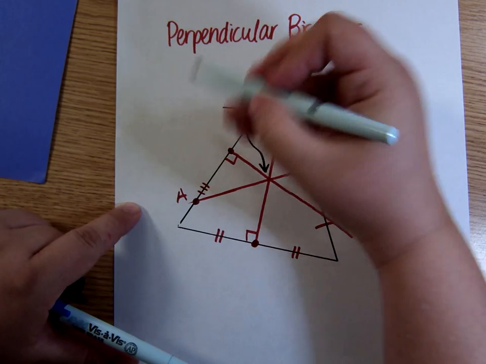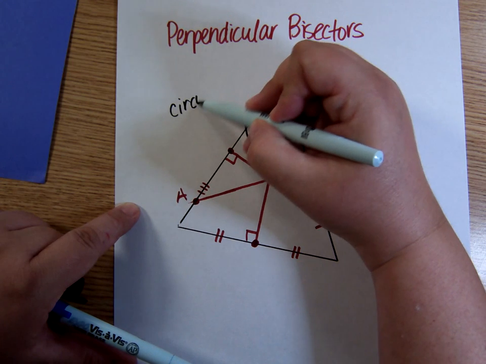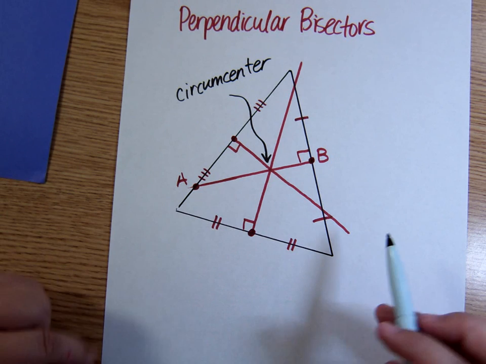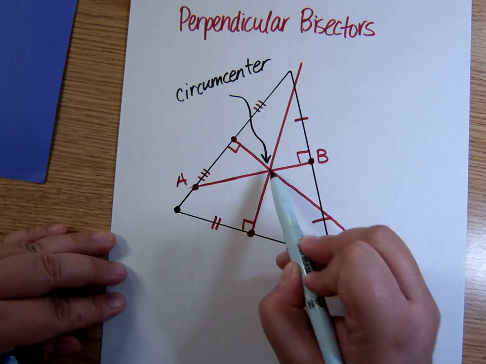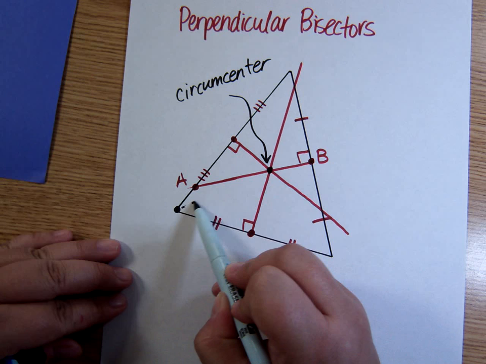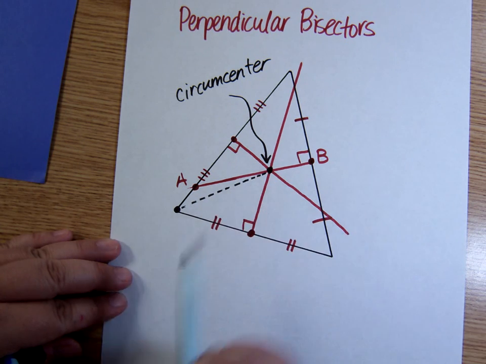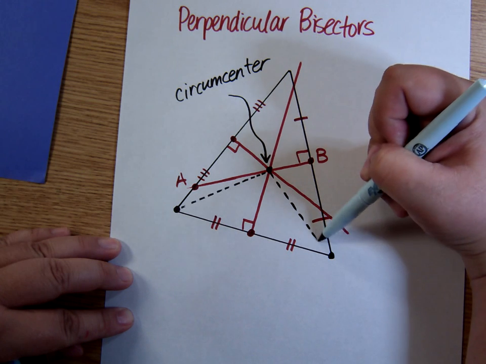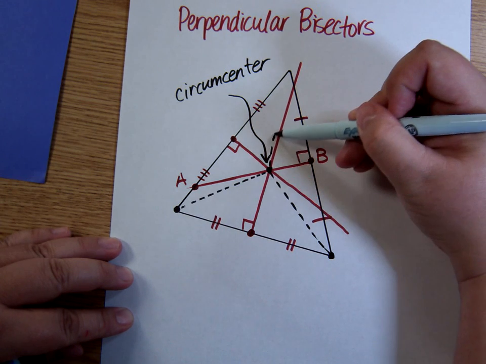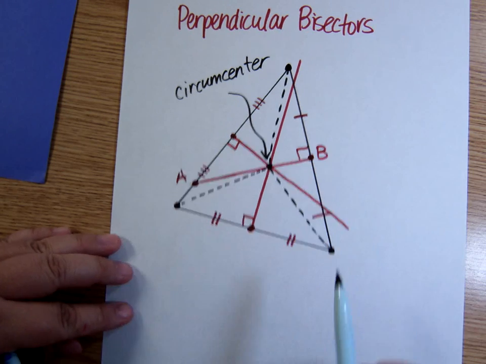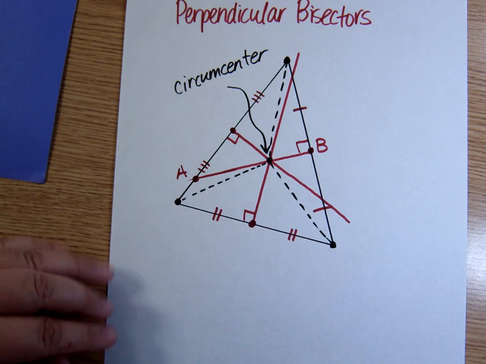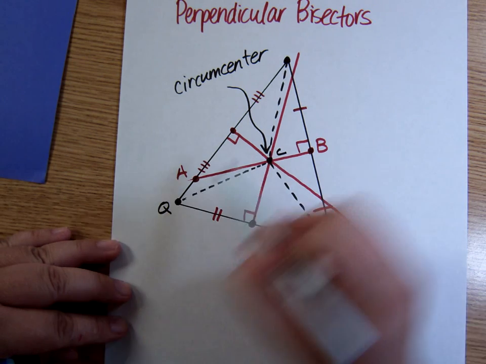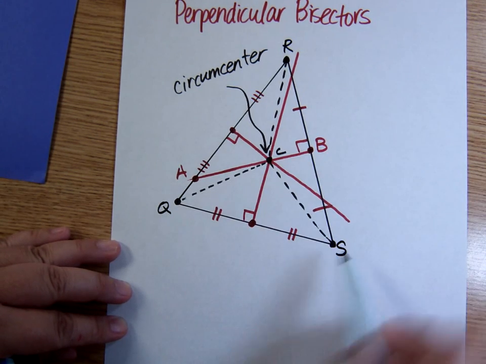They meet in a point called the circumcenter. The special thing about the circumcenter is that it is equidistant from the vertices. So if I go from here along this dotted line to that vertex, or to this vertex, or to this vertex, those dotted lines are all going to be the same. Let's call this C. From C to Q, C to R, and C to S, those are all congruent.